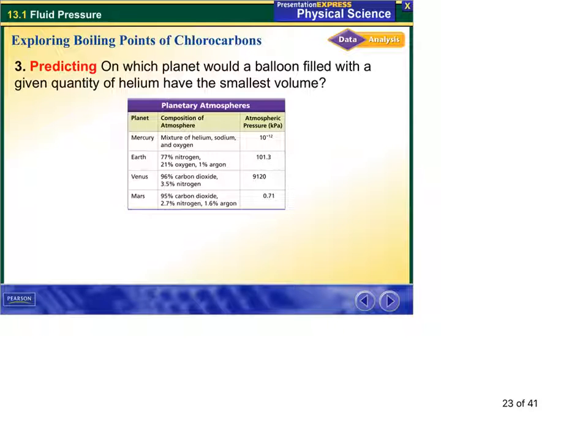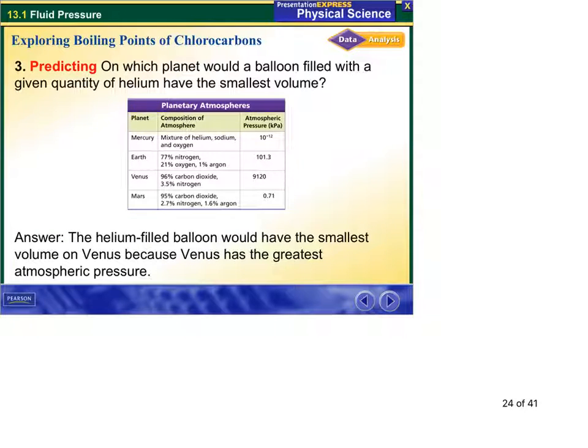On which planet would a balloon filled with a given quantity of helium have the smallest volume? Smallest volume is going to occur at the highest pressure. So we can see Venus. Smallest volume, greatest atmospheric pressure, causes that balloon to shrink down.